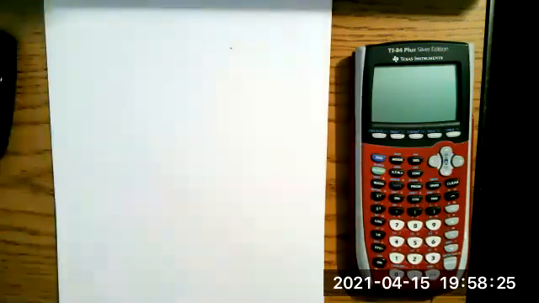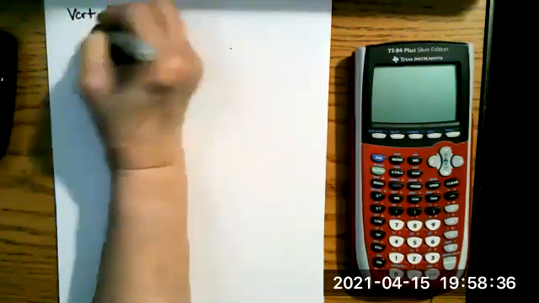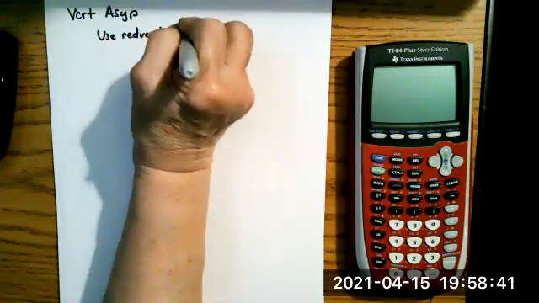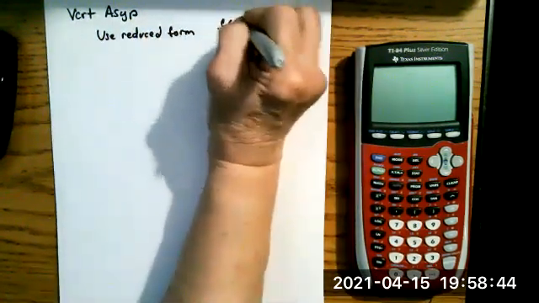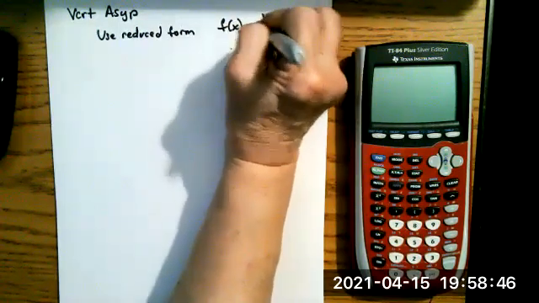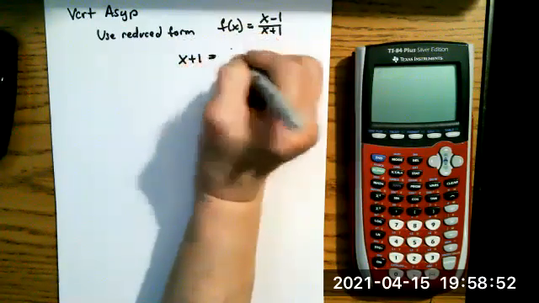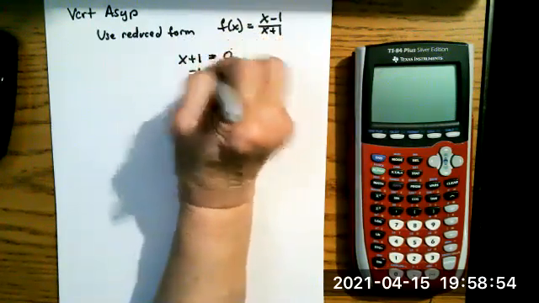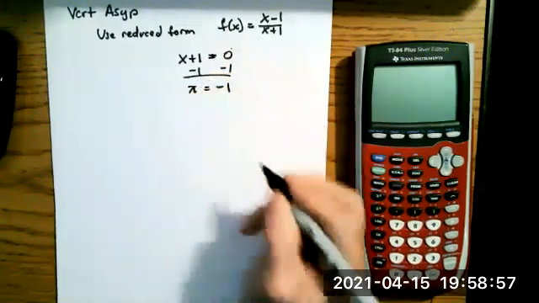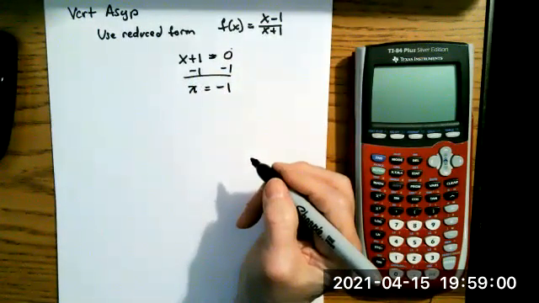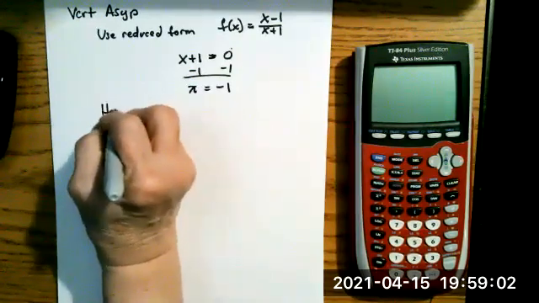It did ask us to find the vertical asymptotes. I didn't write that down, but it did ask us to find that. The vertical asymptotes on this one. And you can use the reduced form. So you have f of x equals x minus 1 over x plus 1. X plus 1 is equal to 0, so subtracting 1 gives you x equals negative 1 is your vertical asymptote. Horizontal asymptote.